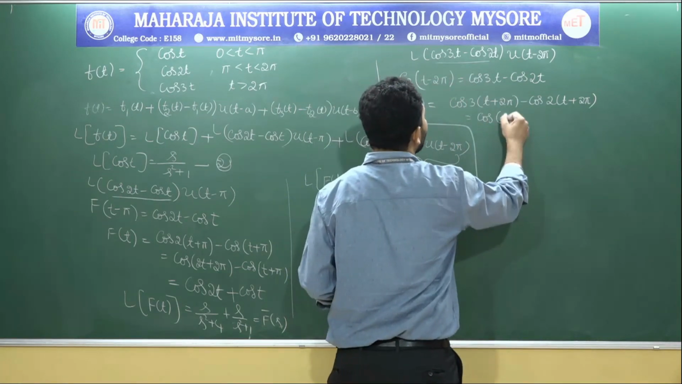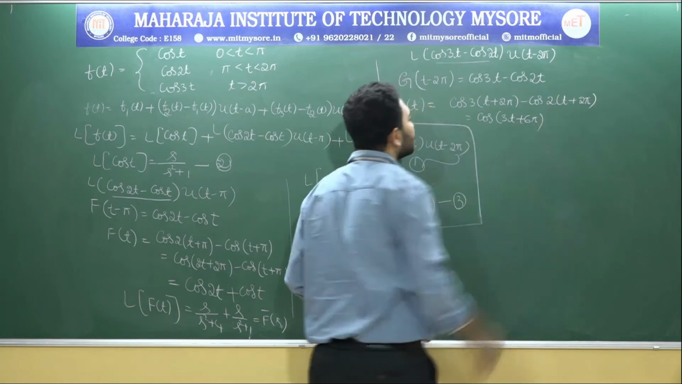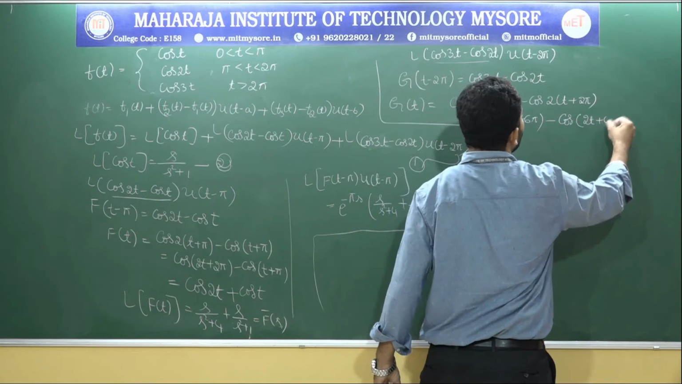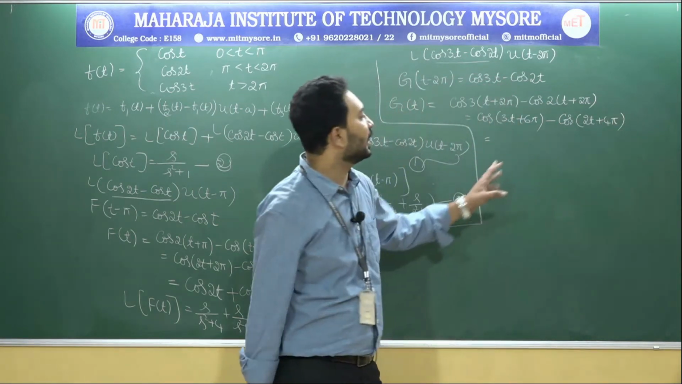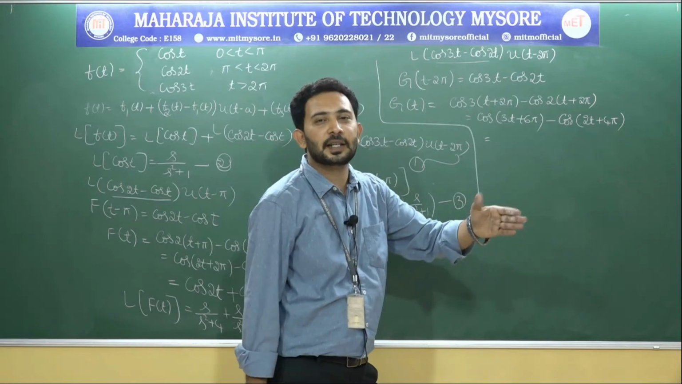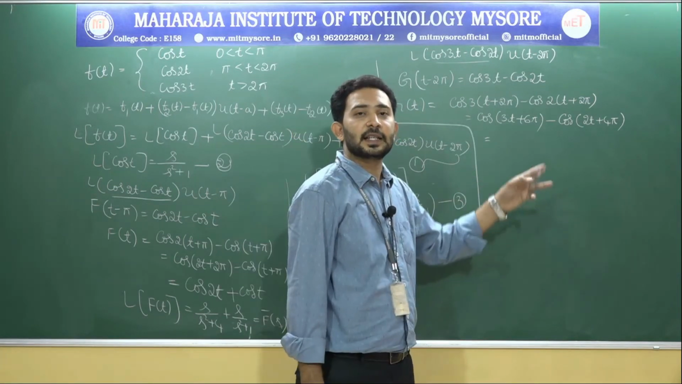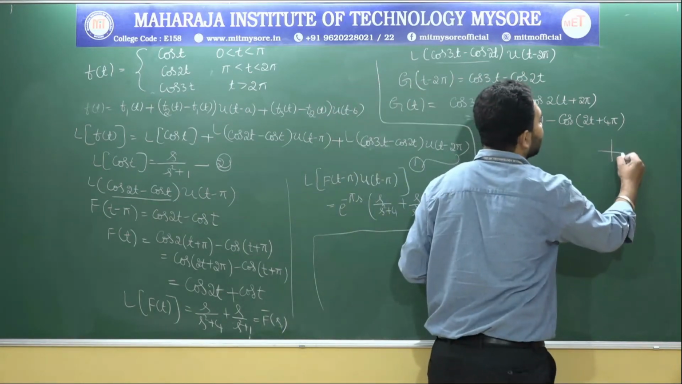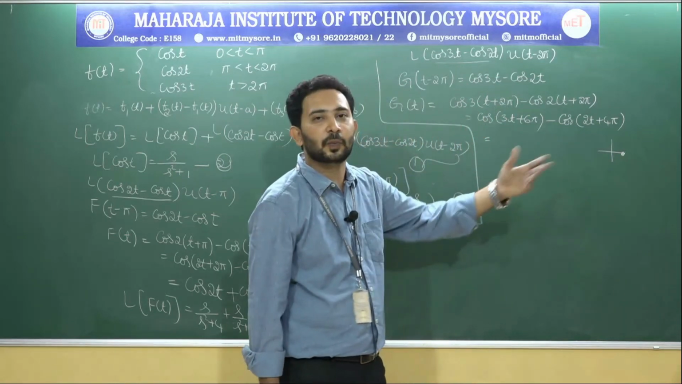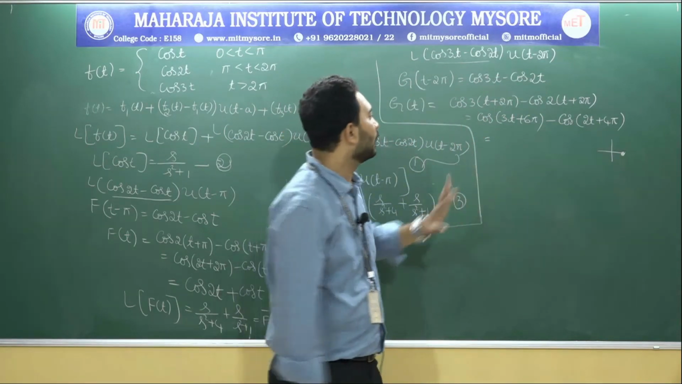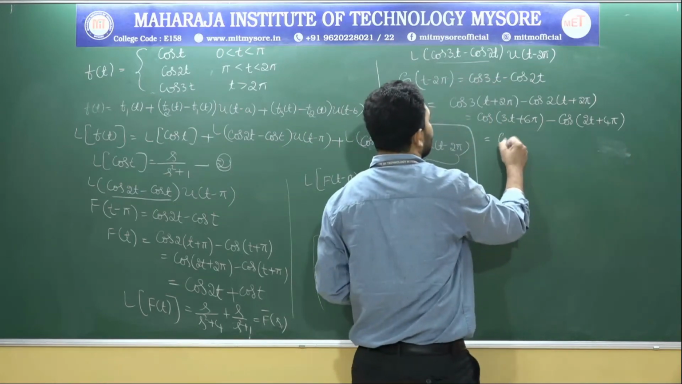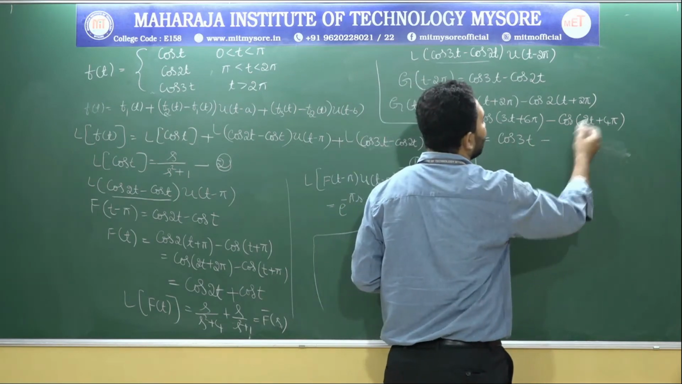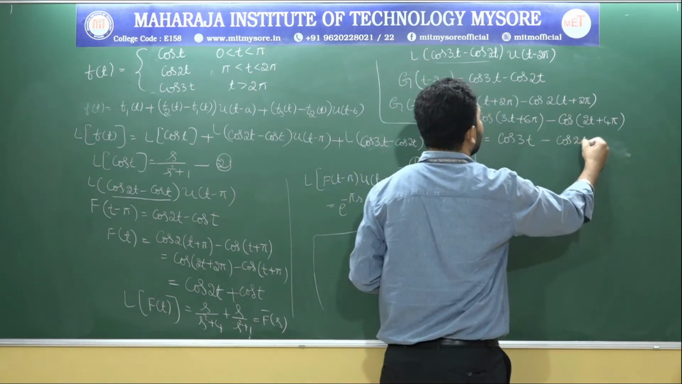So, it is cos of (3t plus 6 pi) minus cos of (2t plus 4 pi). It is cos of 3t plus 6 pi. 2 pi means 360 degrees, one round. Again 360 and 360. After that we will remain with this place only, that is nothing but 2 pi plus theta. It is first quadrant, so positive only. So I can write this as cos 3t. Cos of (6 pi plus 3t) is cos 3t. Similarly, cos of (4 pi plus 2t) is cos 2t.